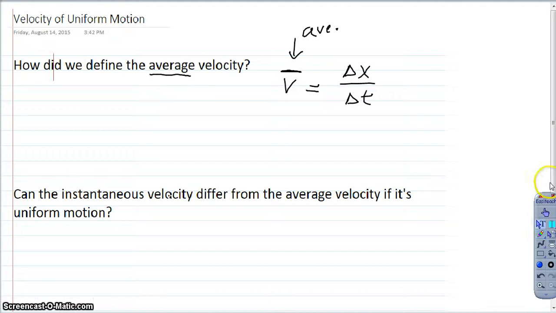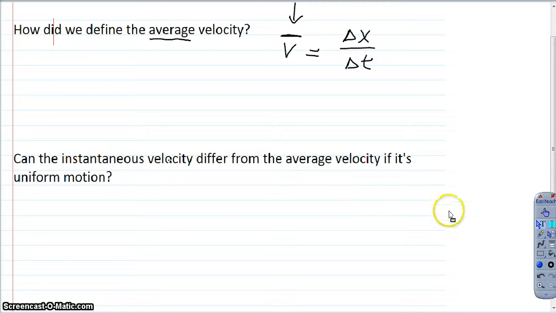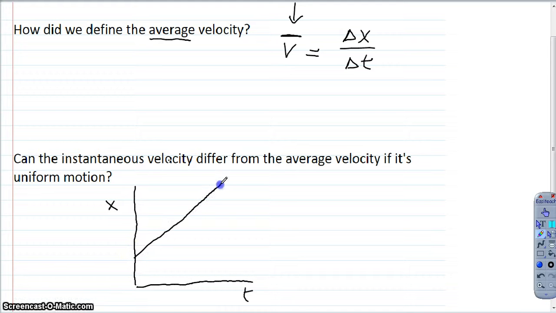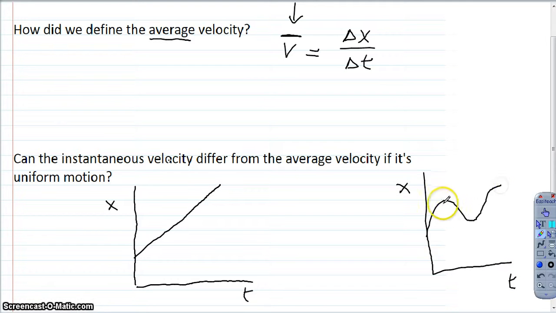Quick follow-up question down here says, can the instantaneous velocity differ from the average velocity if it's uniform motion? Well, if it's uniform motion, again, what does that tell us? That tells us that it's a constant velocity, right? Or if we think about the graph, so if I'm thinking about my position versus time graph again, it tells me it's a straight line. Okay, so let's think about this in terms of the context of the graph. We're asking if the average velocity can be different than the instantaneous velocity. Well, let's go back to starters. What does the instantaneous velocity represent on any type of graph, right? So if instead of a straight line I had a curve or something like this, if I asked you to find the instantaneous velocity at that point, remember that's just the slope of the tangent line, right, at that location.